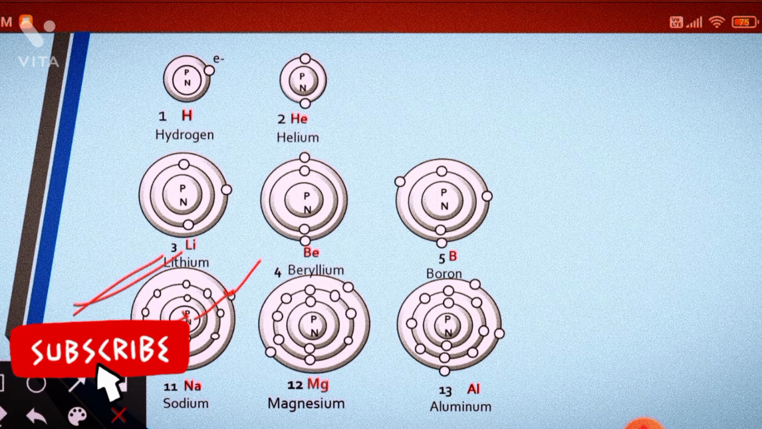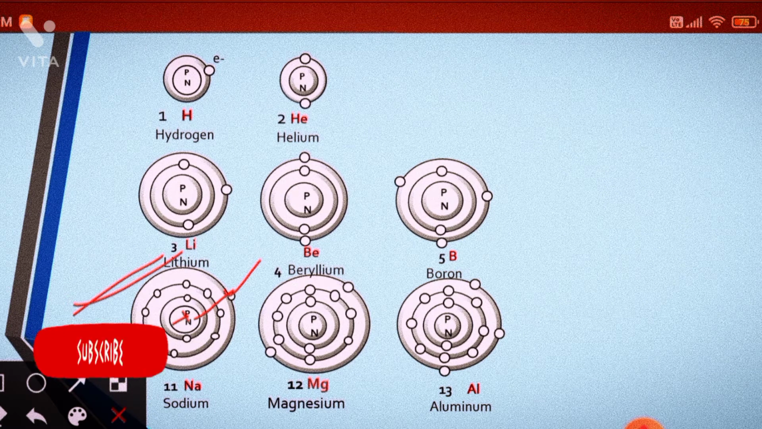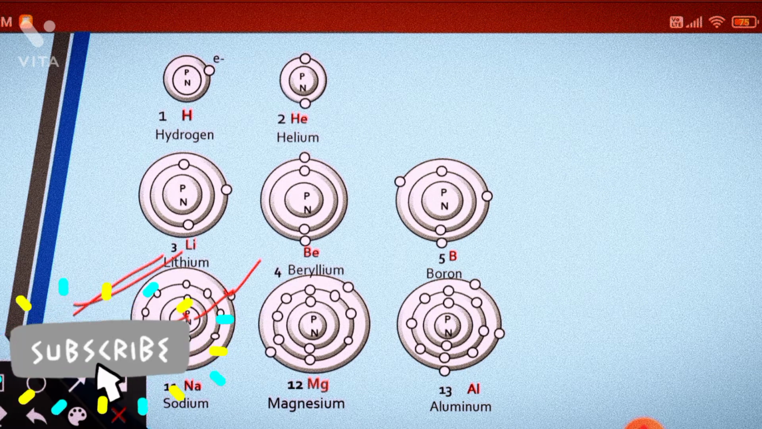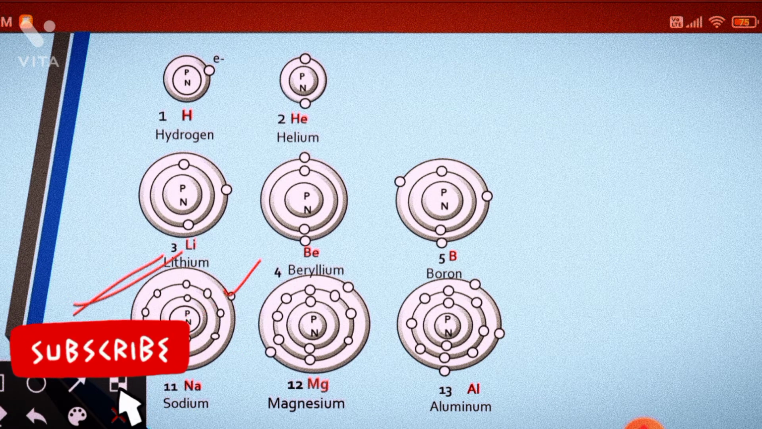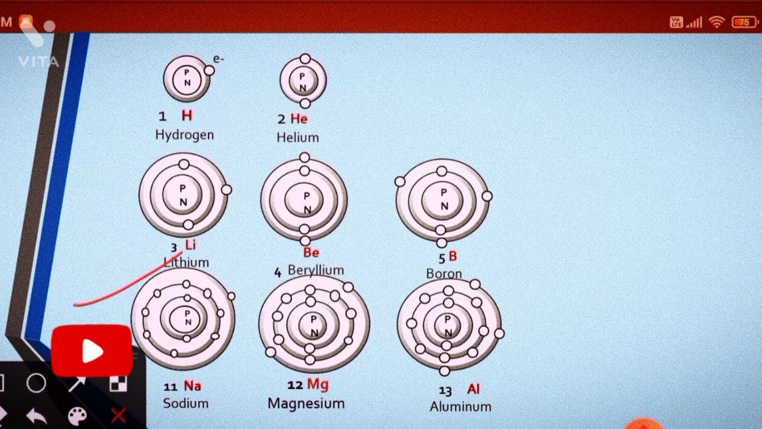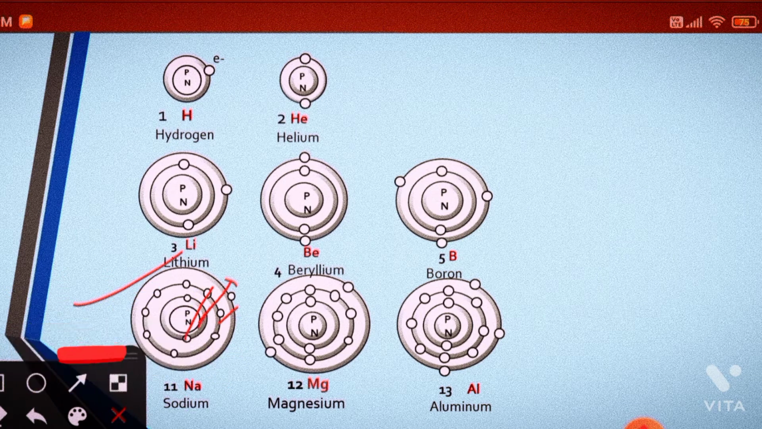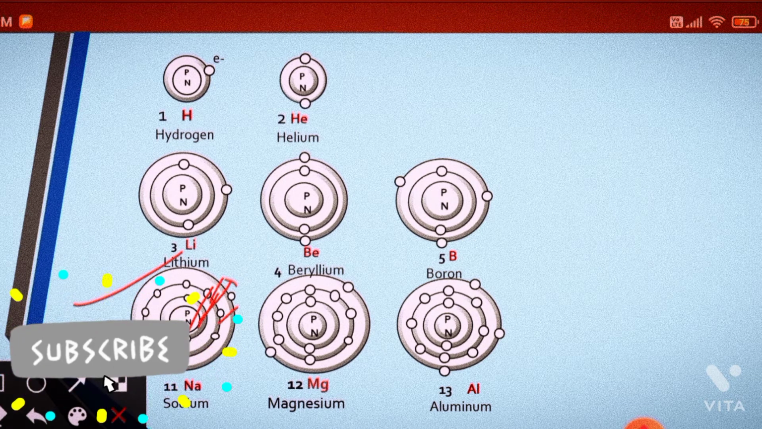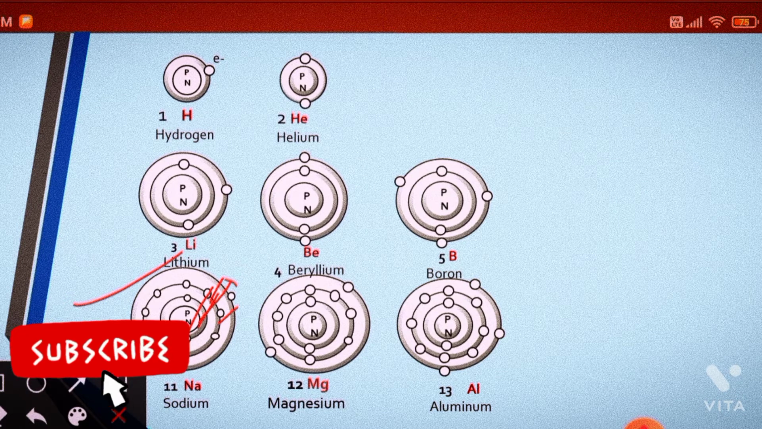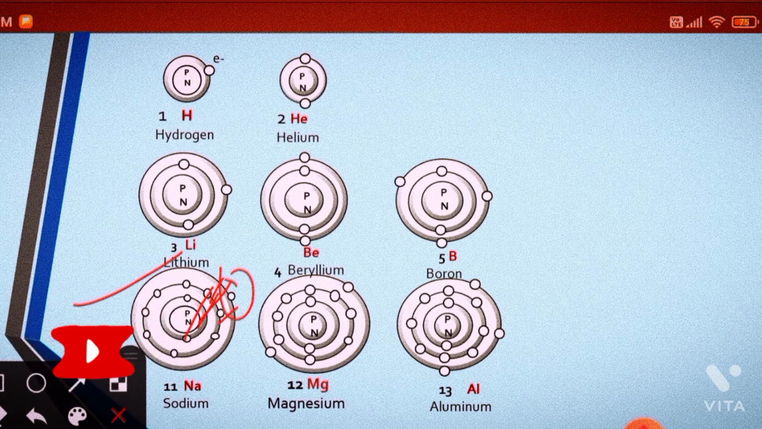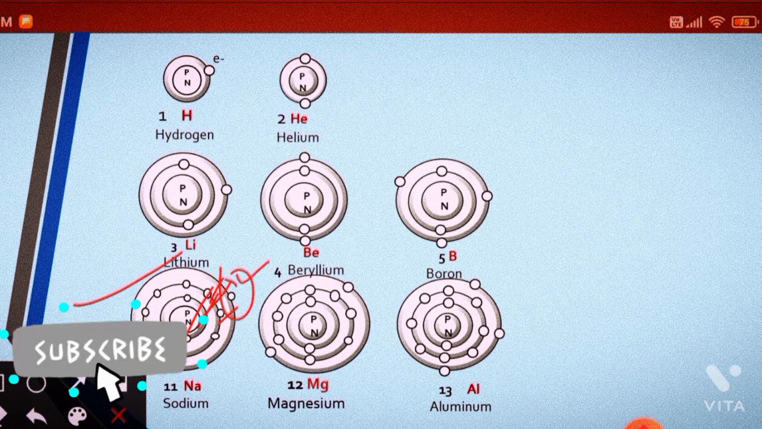So this positively charged particle applies a force to pull this electron towards the nucleus. Now the distance of the outermost shell in sodium is more, so the force also will be less. How much more distance there is from the nucleus to the outermost shell, that much the force will be reduced. That much less force will be applied by the nucleus. Now this electron is having less attraction by the nucleus, so it is free to move.